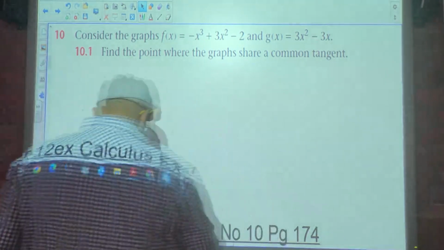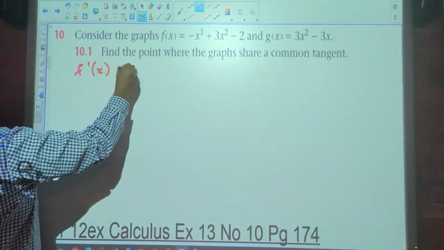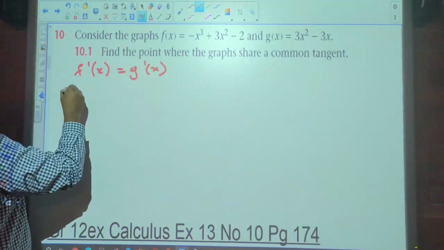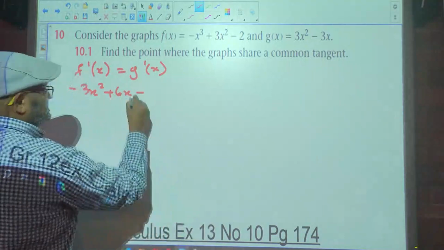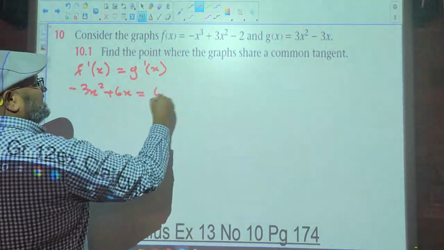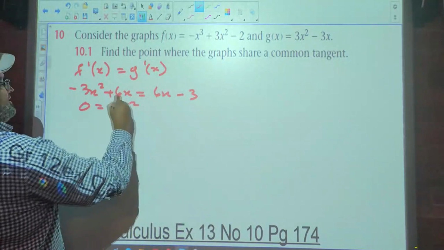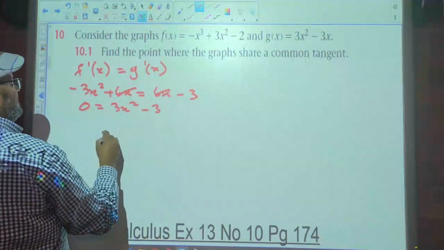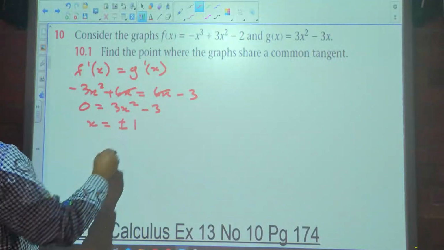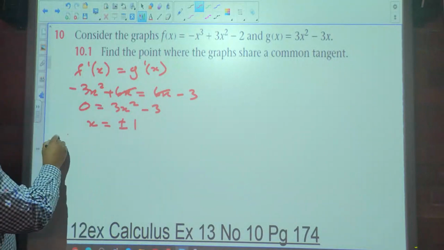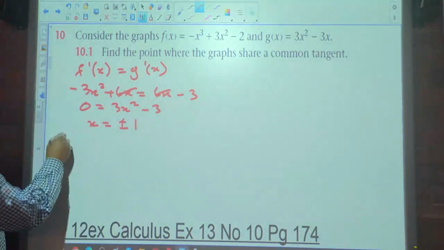Alright, so let's go. So we can say f prime of x is equal to g prime of x, which is negative 3x squared plus 6x minus 2 equals 6x minus 3. So everything to one side, so 0 is equal to 3x squared. That cancels, minus 3. Divided by 3, and then difference of two squares. So x is equal to plus minus 1. So what I do is I work out f of 1 and then g of 1. Or g of 1 then f of 1.